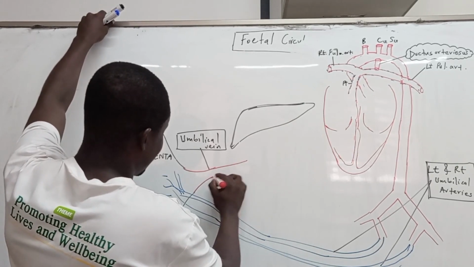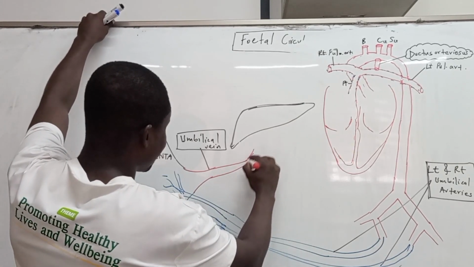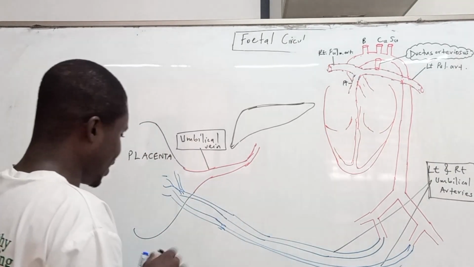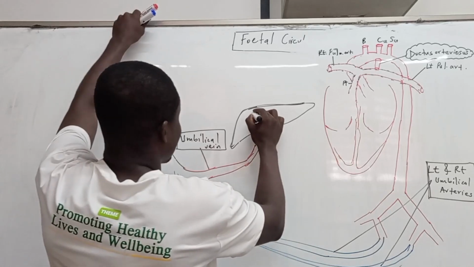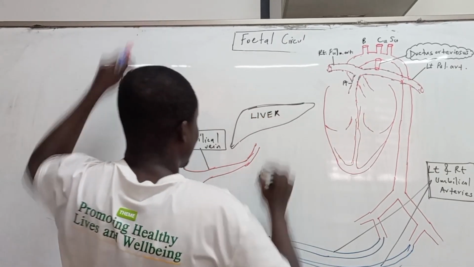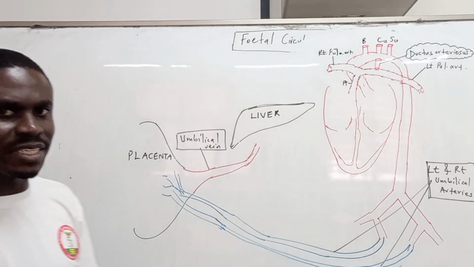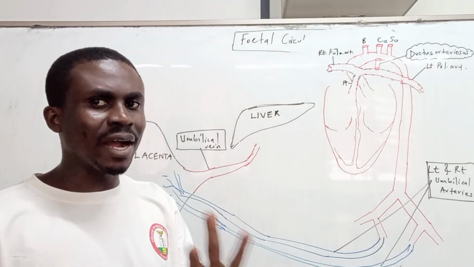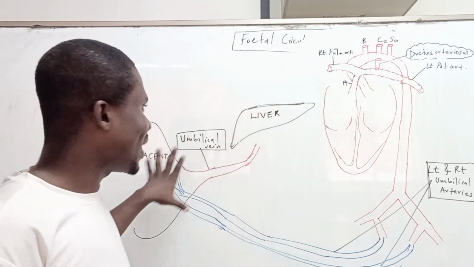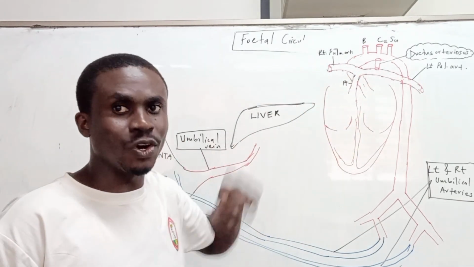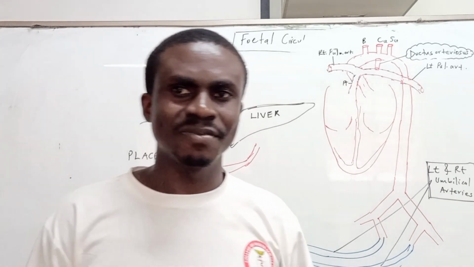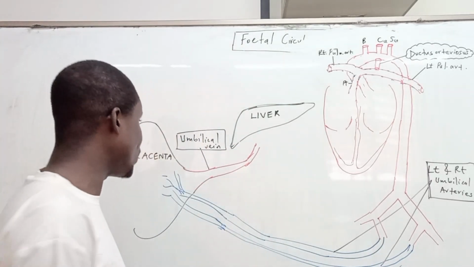Let me make it this way. It's going this way. This is the liver. So as far as the fetal circulation is concerned, the three important organs I want you to become aware of are the heart itself, the placenta, and of course we bring in the liver also. Remember that I told you that I have to also bypass the liver. Significantly, I want to do that.